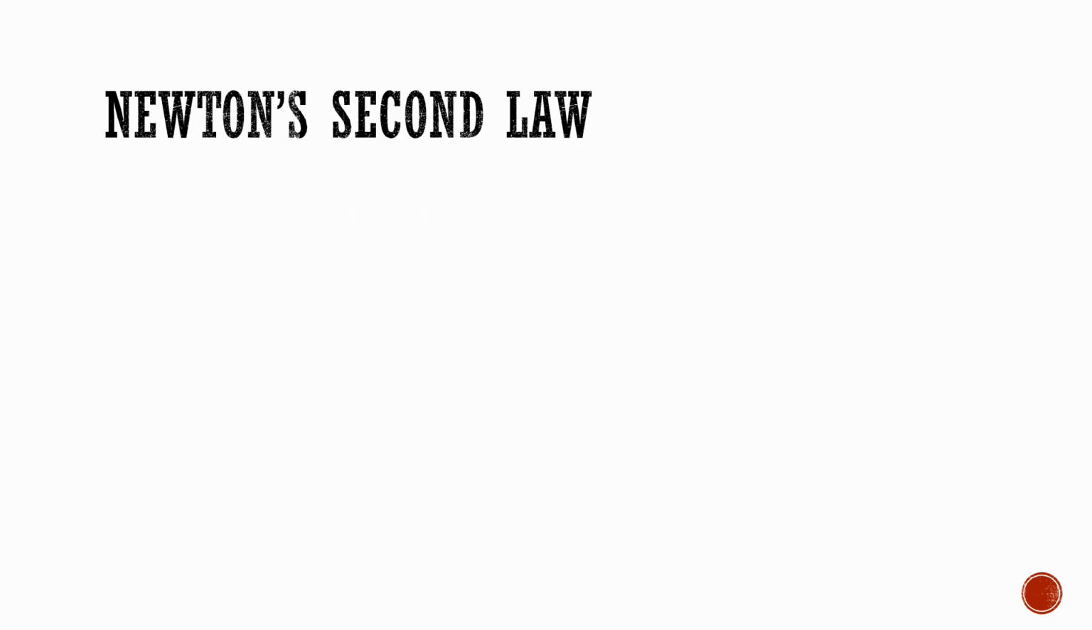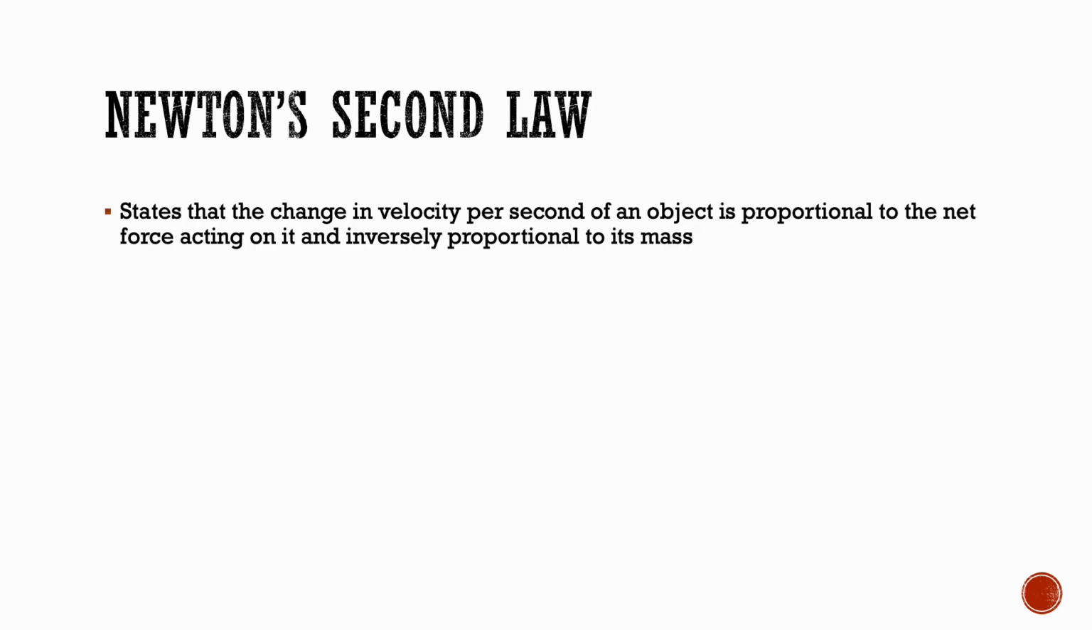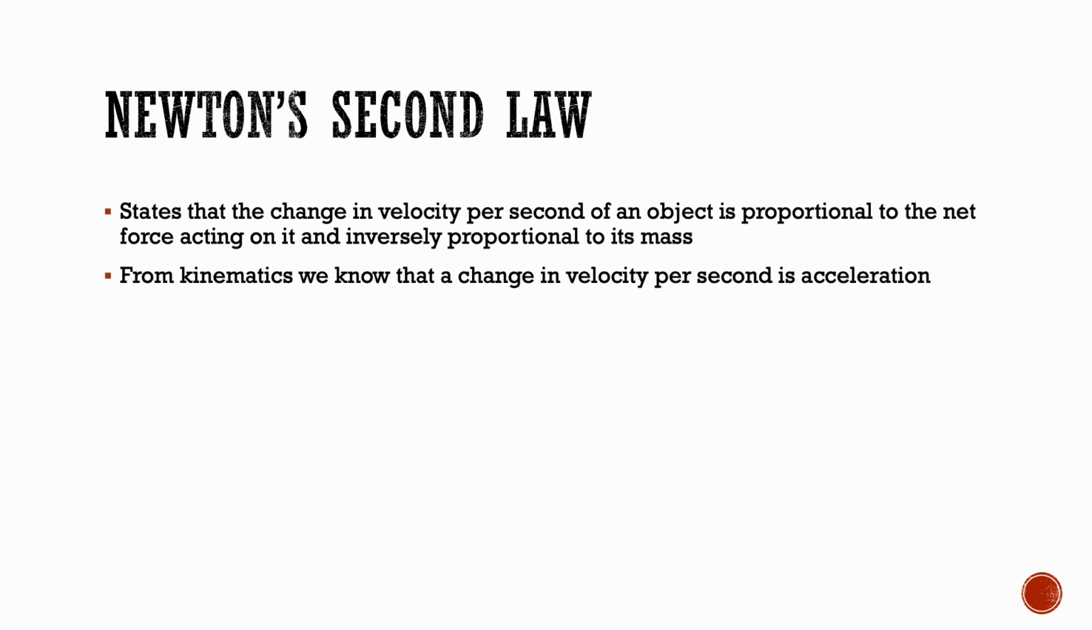Now, Newton's second law states that change in velocity per second of an object is proportional to net force acting on it and inversely proportional to mass. So in other words, we're going to have acceleration in the direction of the net force, and from kinematics, we know that the change in velocity per second is our acceleration.